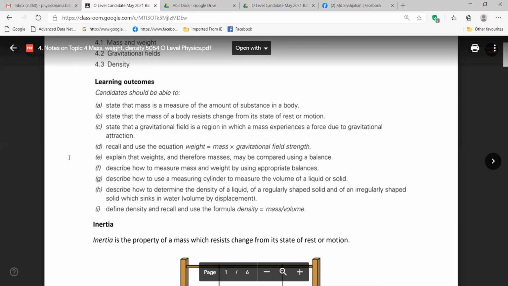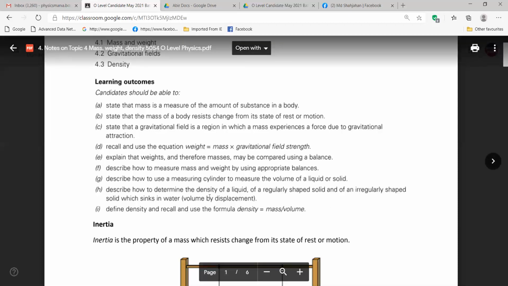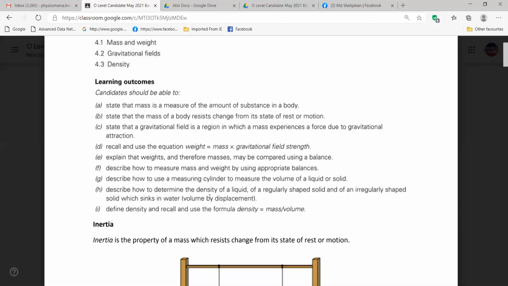So if you go through, you will see that you know this formula, weight equals mass times gravitational field strength. Then you also know this formula, density equals mass per volume, right? And you also know the water displacement method, how to find the volume of irregularly shaped objects.